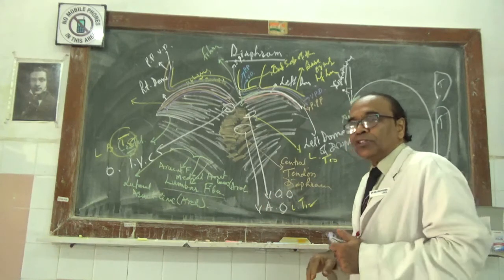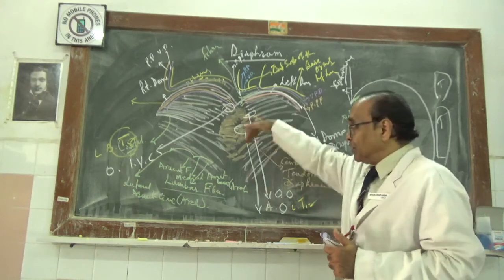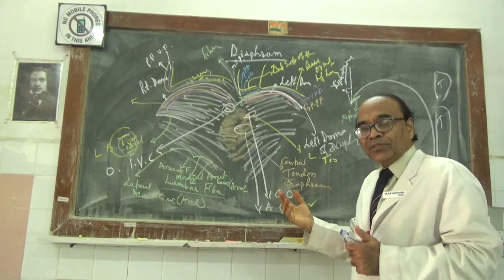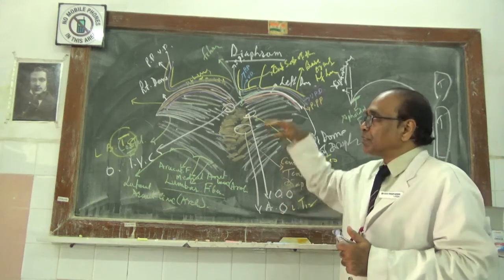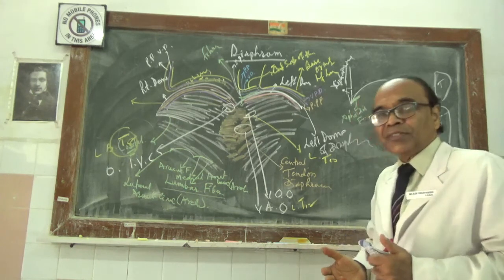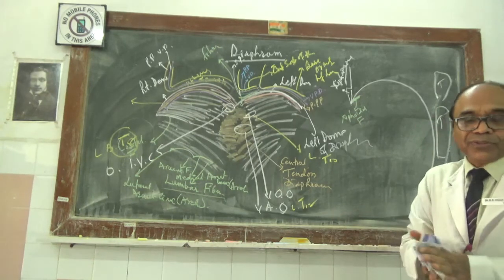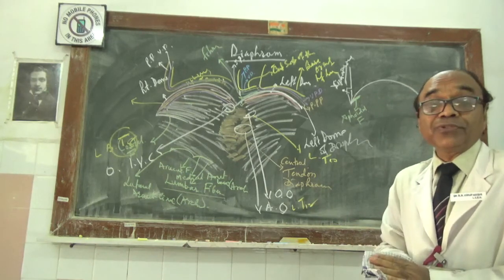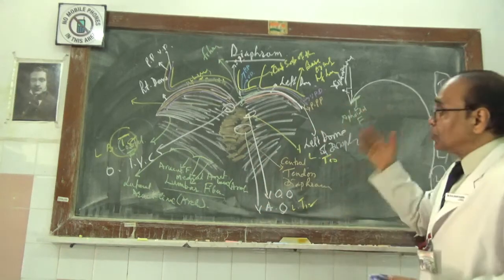Lymphatics: the corresponding phrenic group of lymph nodes, superior and inferior. The inferior ones open into the beginning of the thoracic duct and the cisterna chyli, while the superior phrenic lymph vessels open directly into the thoracic duct. Nerve supply for this is by the phrenic nerves, having root values C3 and C4 spinal. So this will be the thing.